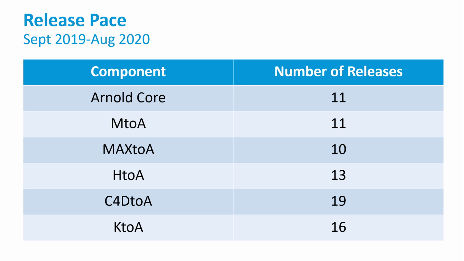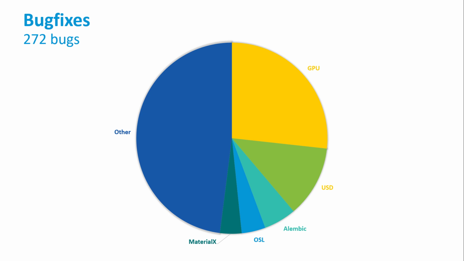Another aspect to note is that we try and release as often as possible, once a month more or less in general, but Cinema 4D did about 19 releases last year, so it can be a bit more. In the past few releases, we've fixed many bugs which came from user feedback. A huge thanks to our testers, beta testers, and all studios who've reported back issues.